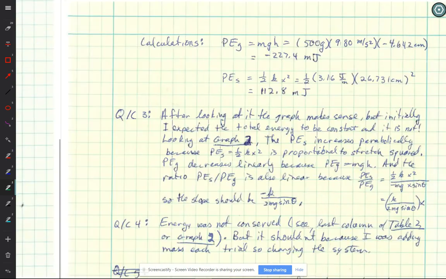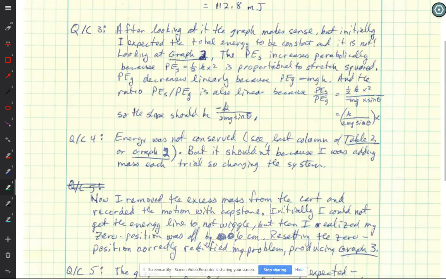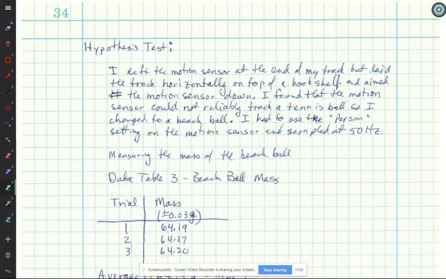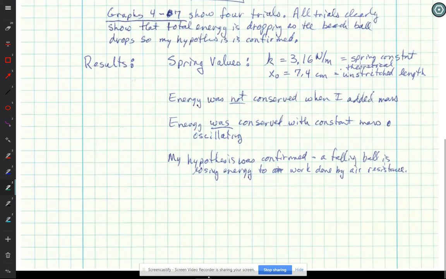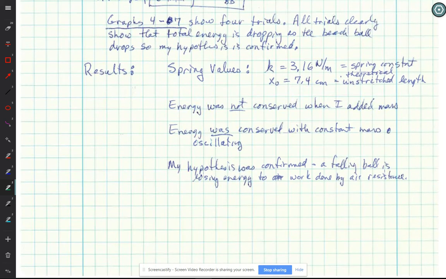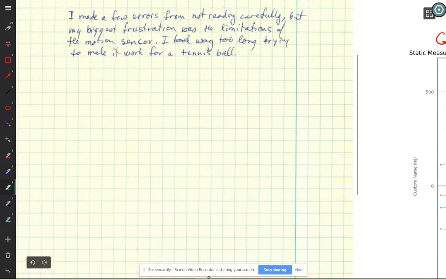Data table 2, calculations. Here's my sample calculations. Hypothesis test. Here's my data. Hey, I got the right units this time. My results, succinct results. My conclusions, I was somewhat succinct there.